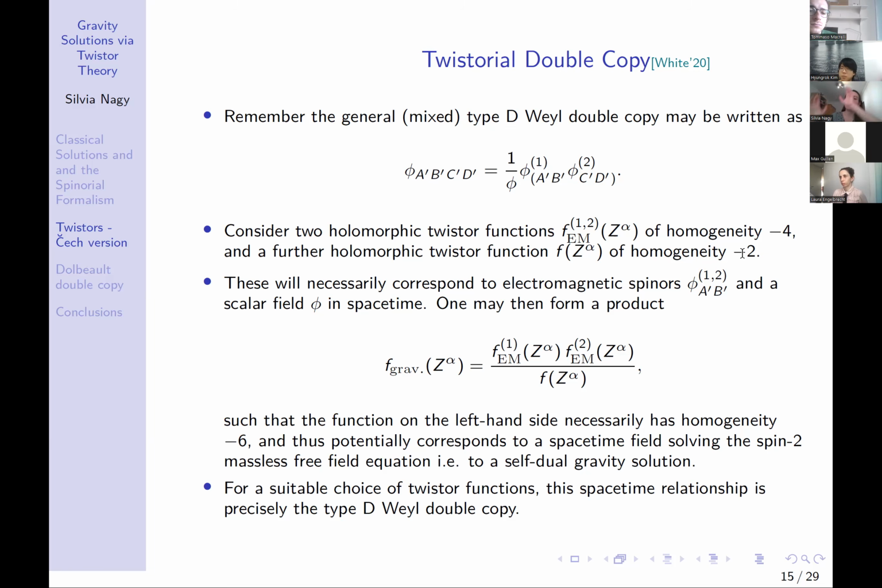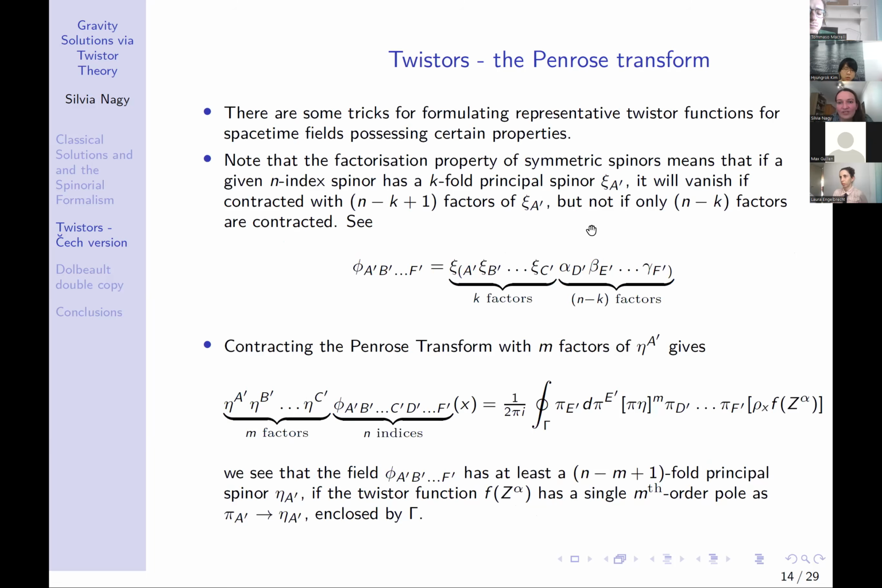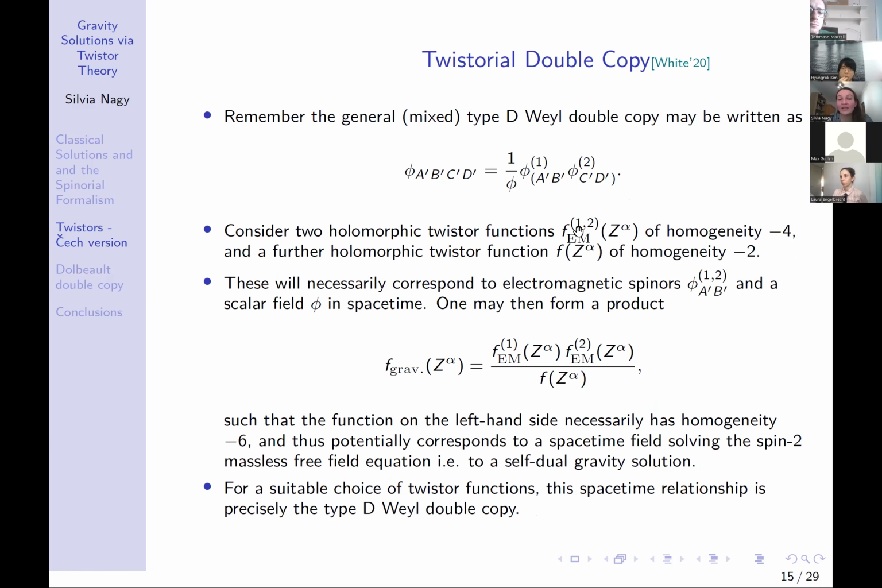Remember, the homogeneity dictates the spin of the field, and for a scalar it's -2. So it's -n -2, where n is twice the spin of the field. So if my spin is 1, I would have -4. For spin 0, I would have -2. So -4 is for the electromagnetic field, and -2 is for the scalar. So this will necessarily correspond to these guys in space-time.